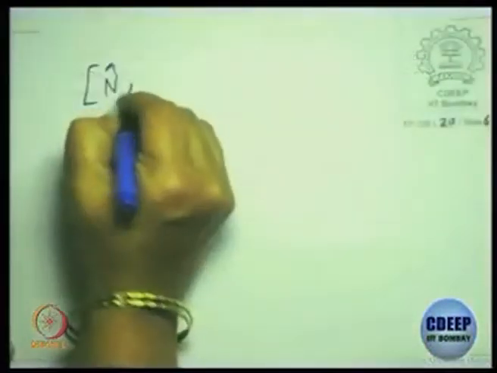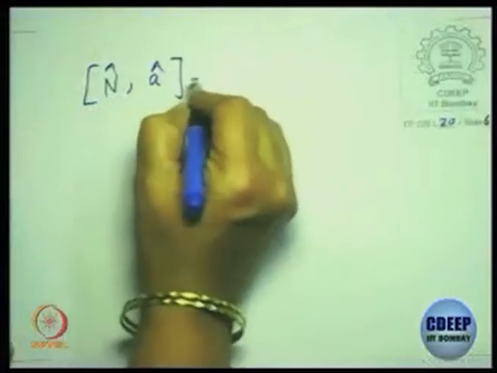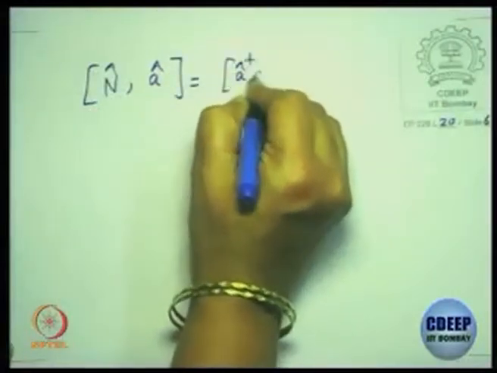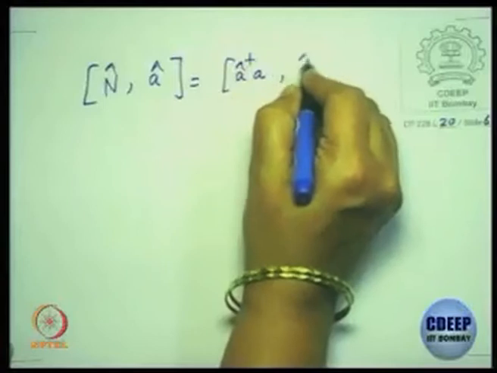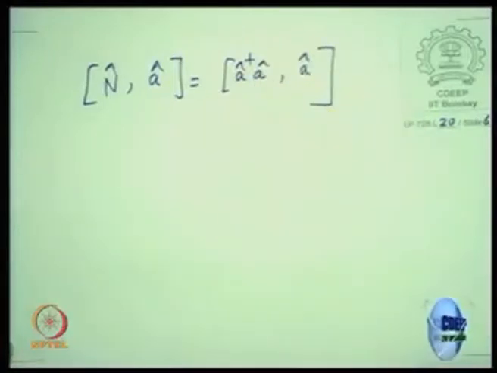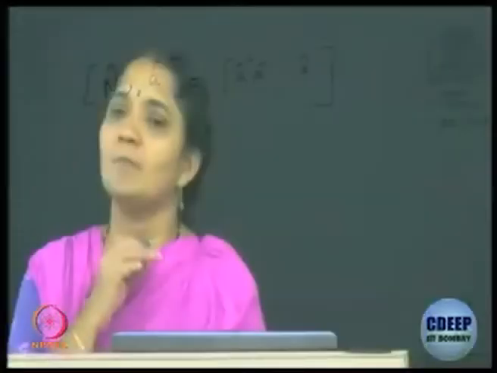Number operator with A operator is A dagger A, comma A. From now on, I will not use a hat. The assumption from the rest of these lectures is that these are all operators. So I'm not really going to use a hat, but you will assume that these are all operators.